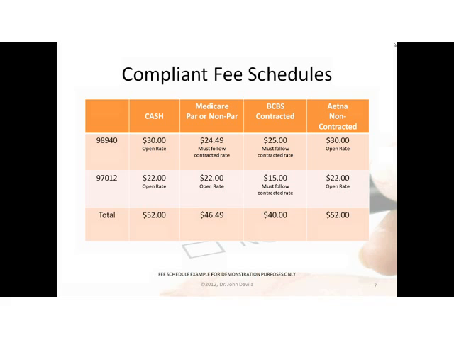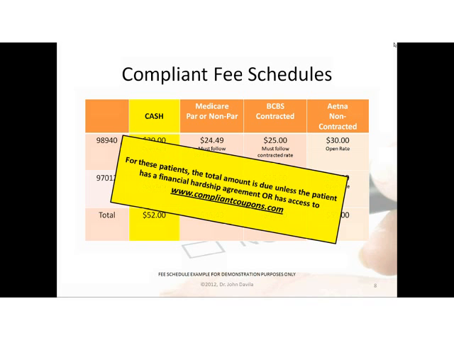Now as we look at each one individually, we start to see that this cash rate is what it is. This is what the patient owes. There's no messing with this. This is their fee. The only way we could change the total amount due is because either A, they have a financial hardship, or B, you have access to a product called compliantcoupons.com. I'll explain that in a few minutes. With the way the government has changed rules as of March 27, 2012, coupons can now be made legal. I'll explain that in a few minutes.